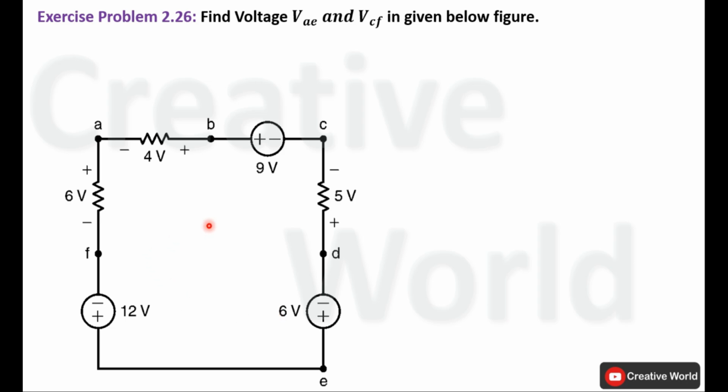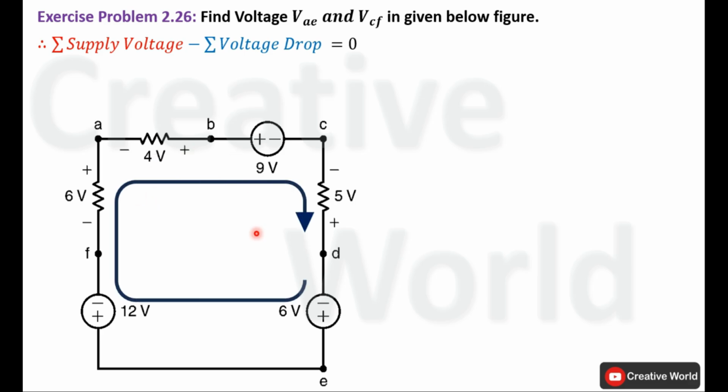No other parameter is specified, so we will use Kirchhoff's voltage law to solve this problem that is purely based on voltage. Before starting the solution, we have to identify the direction of current inside this circuit. I am assuming the direction of current clockwise. You may take it counterclockwise as well. It totally depends upon your own choice.